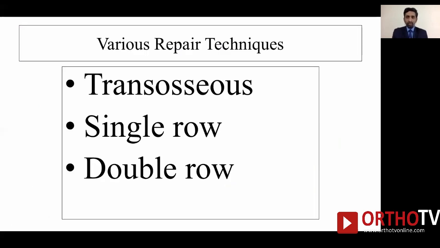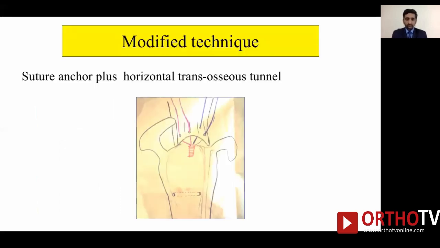So there are various repair techniques that one can use. They can be a transosseous technique, a single row repair, or a double row repair. Now, I use a modified technique. It's a double row equivalent. It's a suture plus horizontal transosseous tunnel. So on the medial row, I put one anchor or two anchors, and distally I develop a horizontal tunnel, which gives me a double row equivalent method of repair.